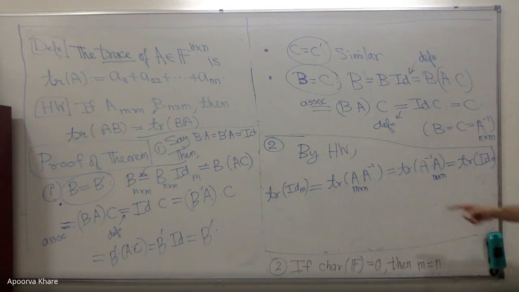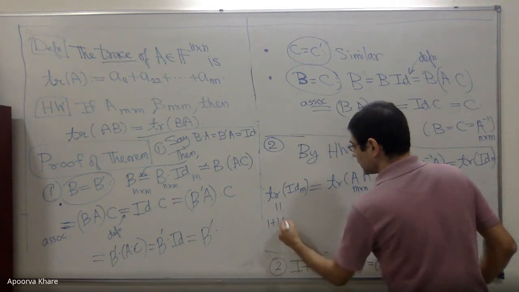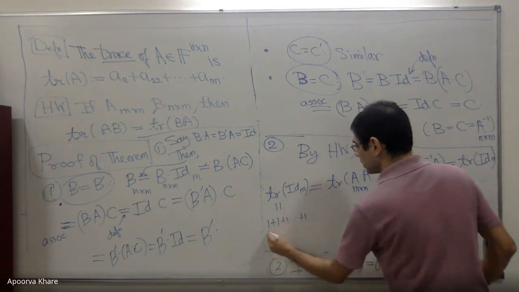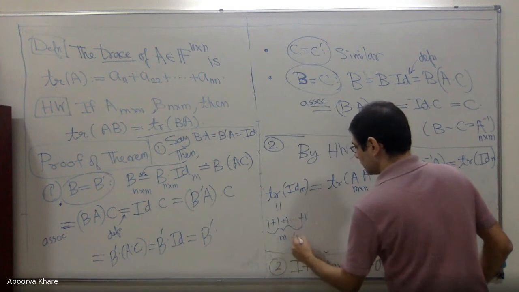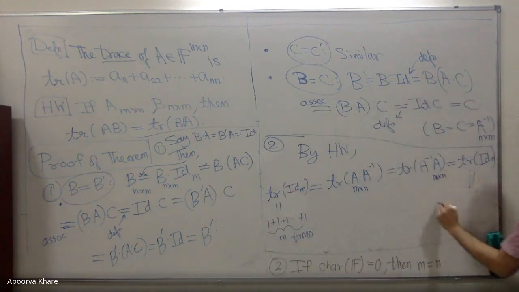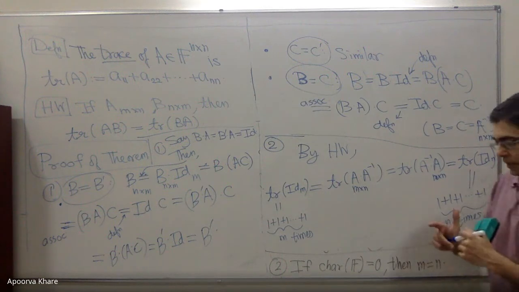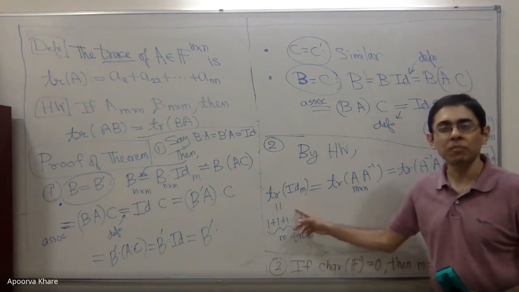Okay. So on the one hand, you have the trace of identity matrix M cross M and N cross N. What is this? This is equal to 1 plus 1 plus 1, M times, because the diagonal entries are all ones. This is equal to 1 plus 1 plus 1, N times. Right? So what you get is M equals N in the field.